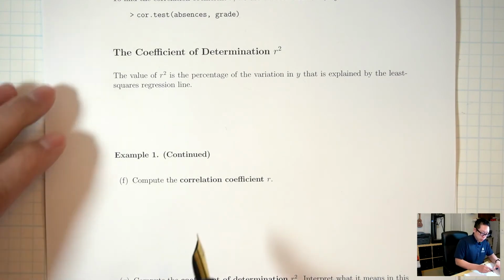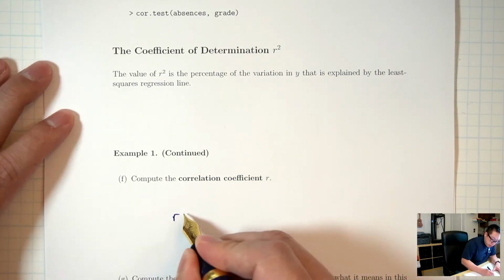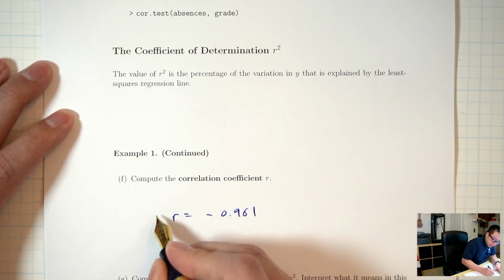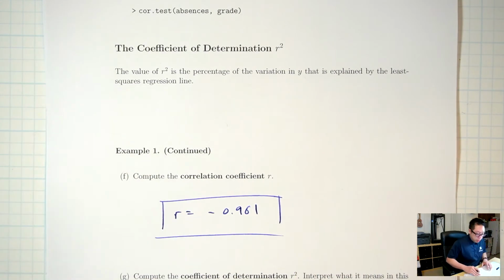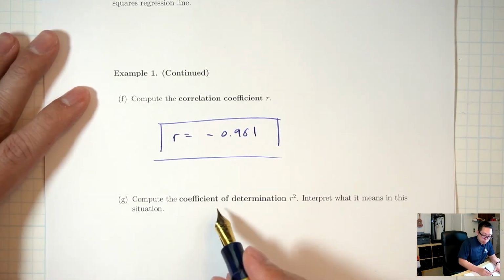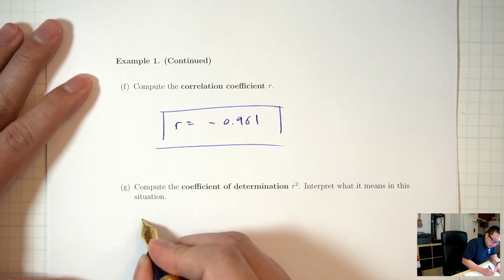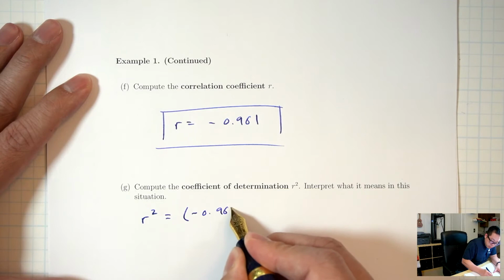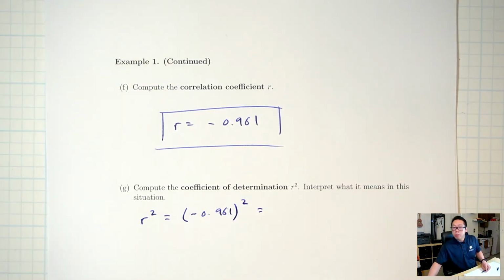Continuing with example 1, the correlation coefficient that we just found was negative 0.961, rounded to 3 decimal places. It turns out that if you take this R that we just found and square it, you get a number called the coefficient of determination, R squared. So if I take the R that I just found and square it, making sure I use the parentheses, we get 0.924.